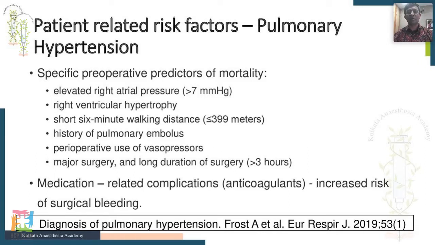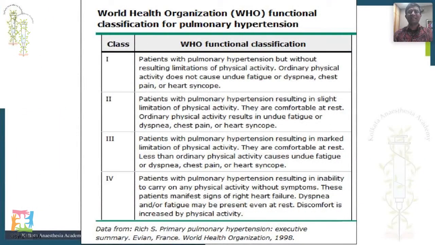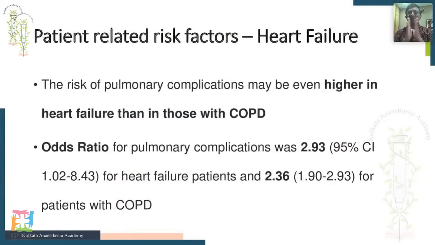Along with it, the therapy for pulmonary hypertension, like anticoagulants, would increase the incidence of post-surgical bleeding as well. And there's a grading classification, just like the NYHA classification for breathlessness and the CCS for angina, the same 1, 2, 3, 4. What about heart failure? Just concentrate on this slide. The risk of pulmonary complications from heart failure is more than that from COPD.